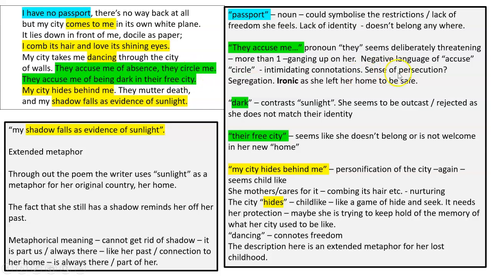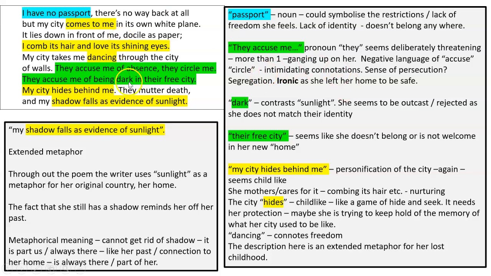And maybe creating a sense that she feels persecuted in her new country where she's seeking refuge as an asylum seeker or a refugee. And there's this strong sense of segregation, that she doesn't fit in here, that she is separate. And all this is ironic, really, because essentially she's left her home and come to this place to be safe, and yet the language here suggests that she really doesn't feel safe.